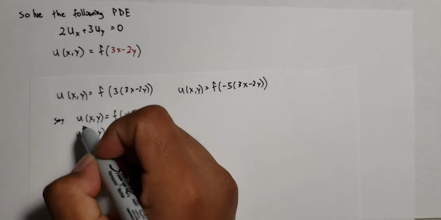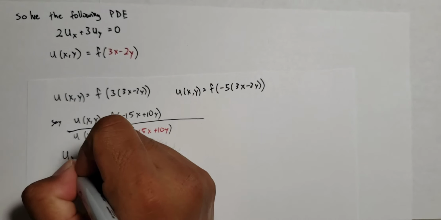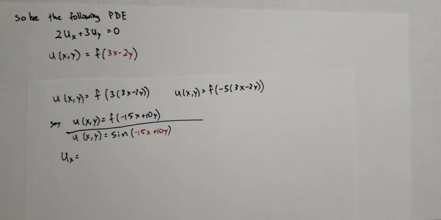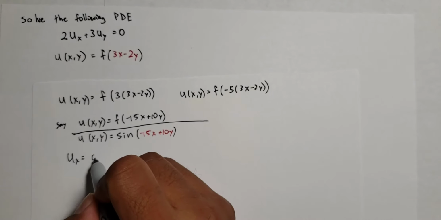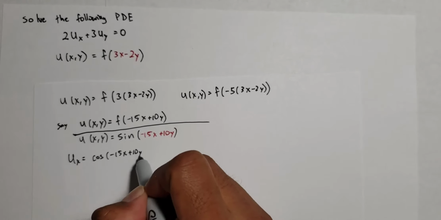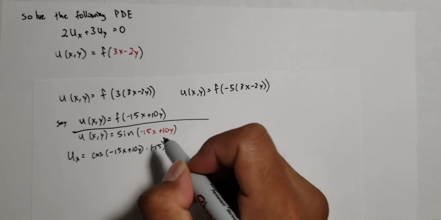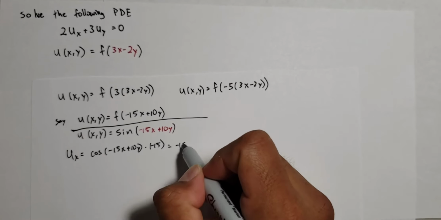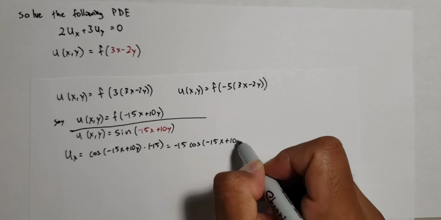So we're going to work on this, plug them back in, and see if it works. So u of x, you have to use the chain rule for this one as well. So u of x is going to be cosine of negative 15x plus 10y times negative 15. That simplifies to negative 15 cosine of negative 15x plus 10y.